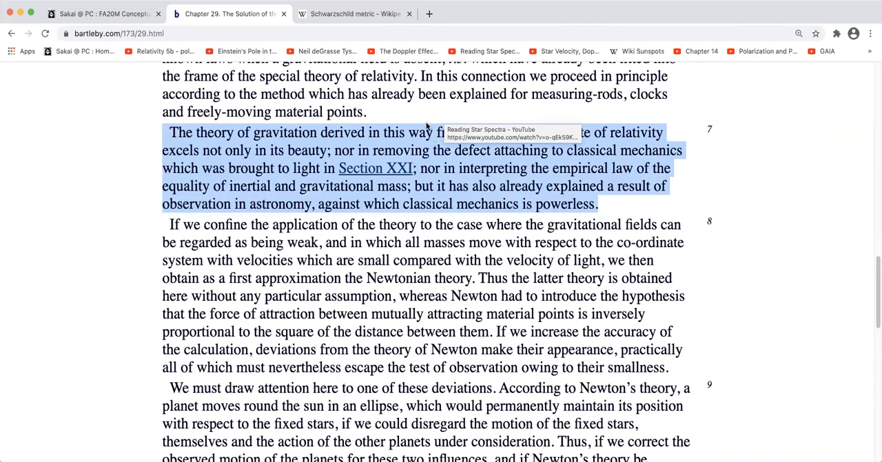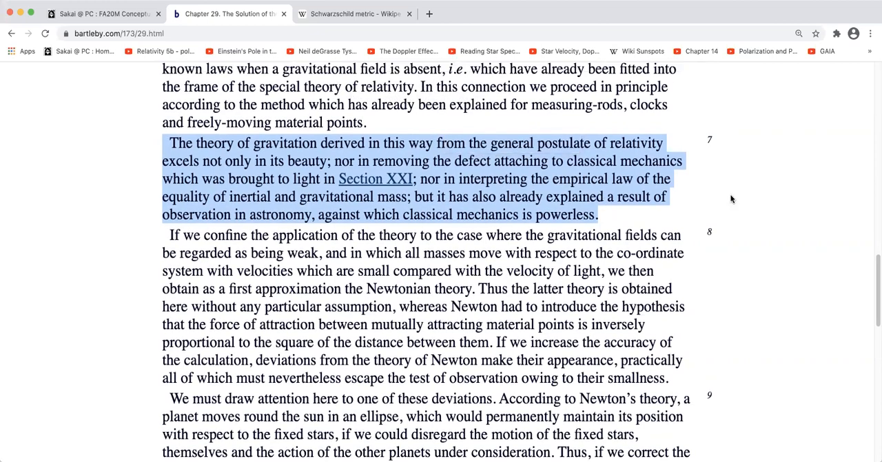Kelly Johnson, are you with us? Yeah. Would you mind reading the text in blue, please?